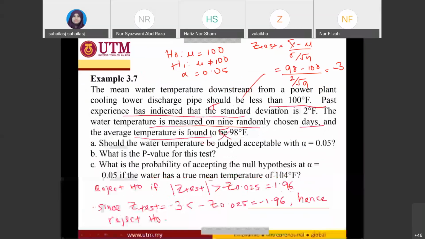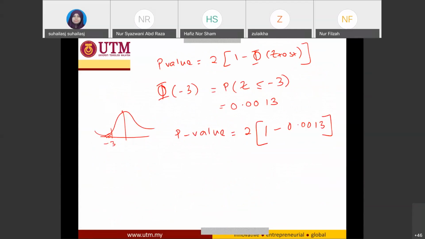Okay, let's say we try this one. We use one-sided. The others, sigma, is still sigma? Okay, sigma is still fine, no effect. Okay, the mean water temperature downstream from a power plant should be less than 100. So instead of the alternative unequal, we change it to mu less than 100. Okay, wait, let me redo it.